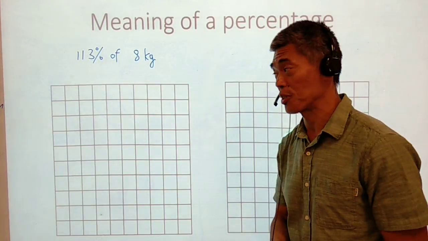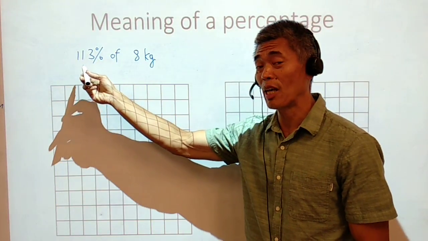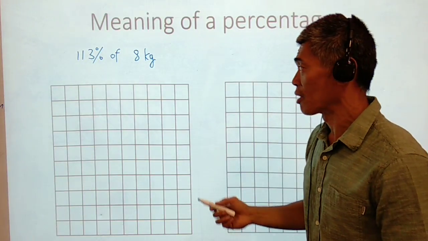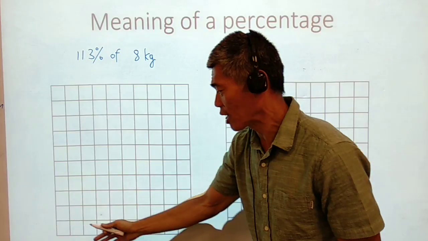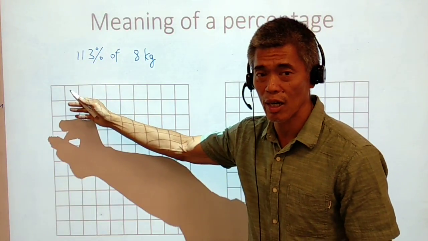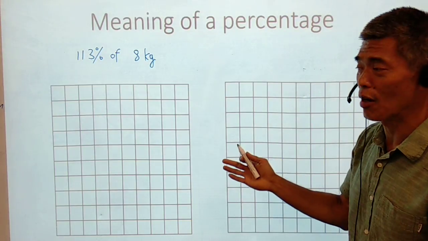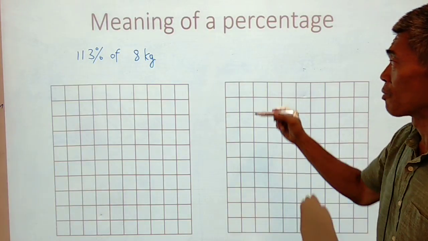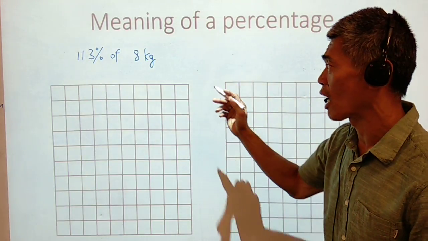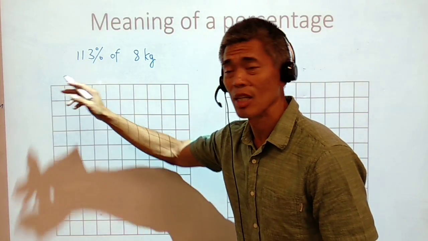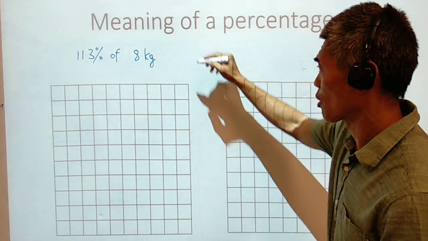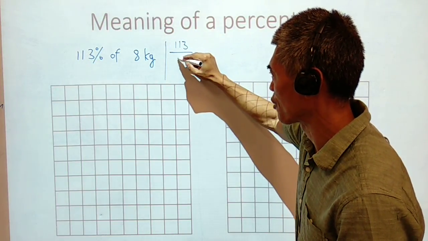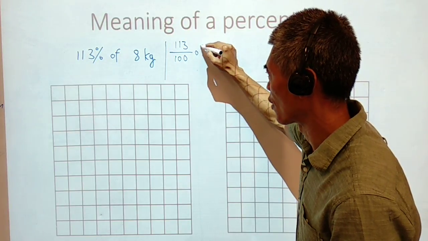percentages larger than 100%. In this example, we have 113% of 8 kilograms. Now, what does that mean? What it means is representing 8 kilograms with 100 parts, and then finding out how much there is in 113 parts. So what we're going to do first is to find out how much mass there is in one of the squares. So 113% is the same as 113 out of 100 of 8.